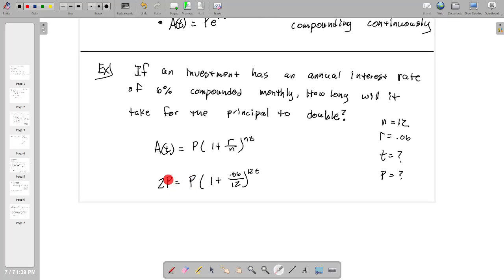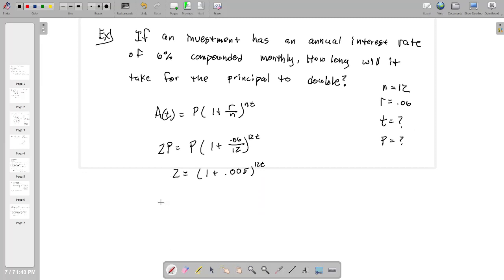We can just divide out the P. Divide both sides by P, and our P will go away. This is why we don't actually need the principal, because we're looking for the length of time it takes for the principal to double. If we divide both sides by P, we end up with 2 is equal to (1 plus 0.005) to the 12t. Now, this problem is in this section because we need to use logarithms in order to solve it. When we add these two together, we have 1.005 to the 12t. We need to be able to get this t out of the power. And in order to do that, we use logarithms.